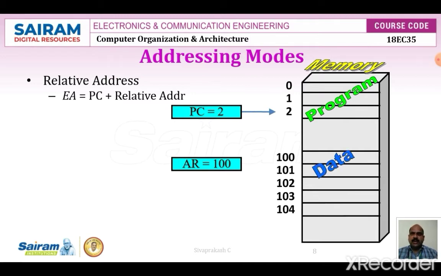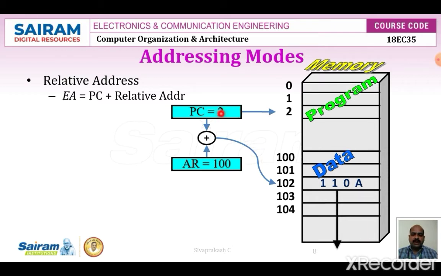The relative address gives the effective address, which is equal to the sum of the program counter plus the relative address. The program counter specifies a value of 2 and the relative address specifies a value of 100. So the sum of these two gives the address where the data is present.